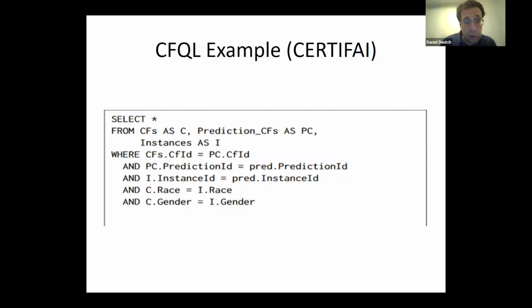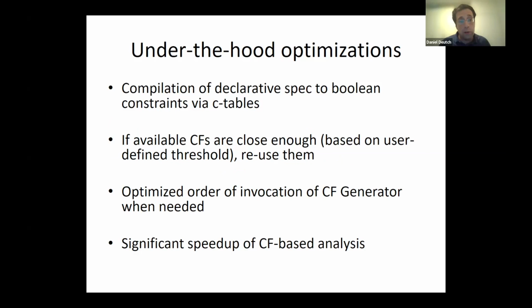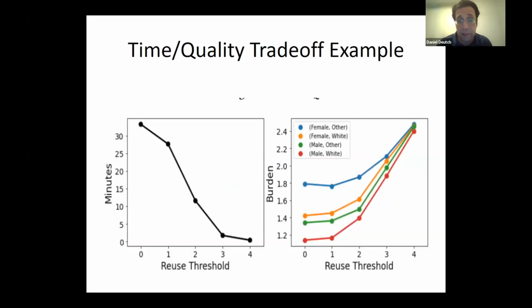One other example is to use CFQL for Certify. Again, here we're interested in changes that do not change the race and gender, but rather change other features. And with under-the-hood optimizations, we're able to significantly speed up the CF-based analysis. In particular, we can get the same conclusions as Certify much faster by controlling the reuse threshold, which is a user-controlled parameter, deciding whether to reuse counterfactuals rather than invoking the counterfactual generator again and again.